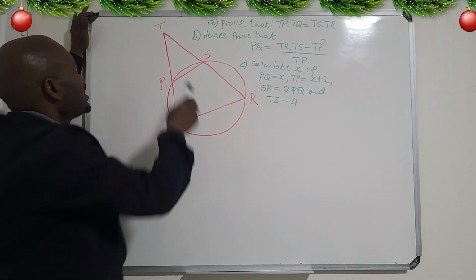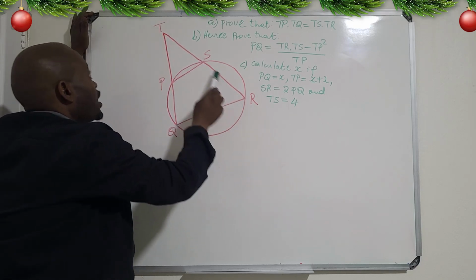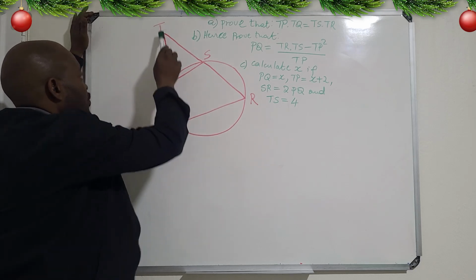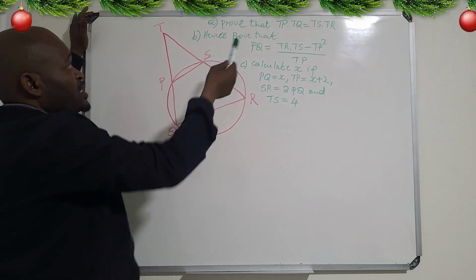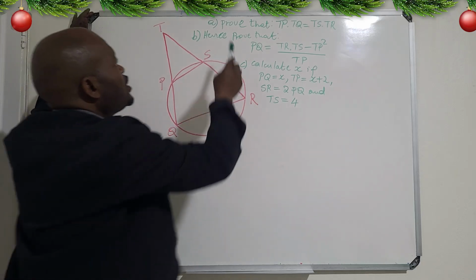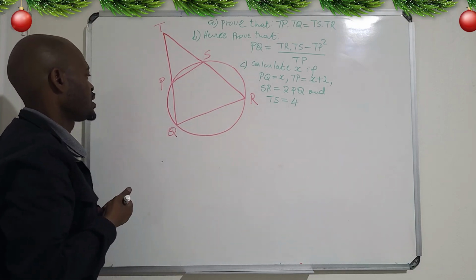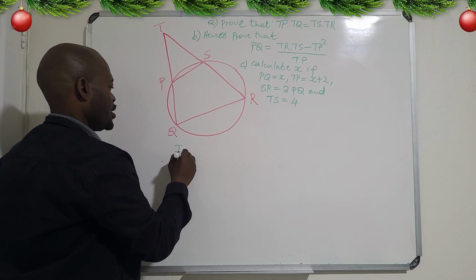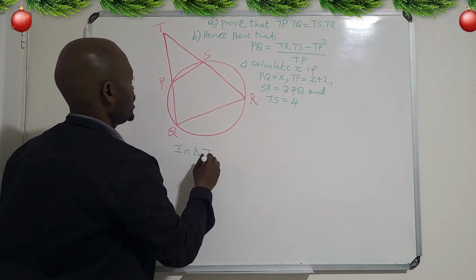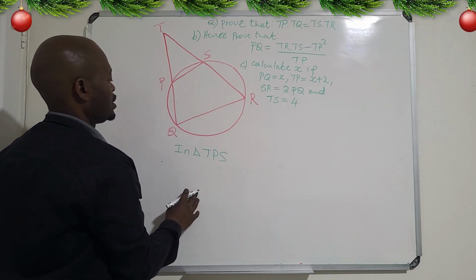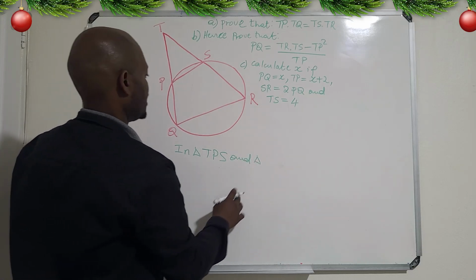Therefore, it means that we must prove that this triangle is similar to this triangle. Once we have proved that this triangle is similar to this triangle, then we can set up our ratios, then prove that. So let's first prove that the two triangles are similar. In triangle TPS and triangle TQR.